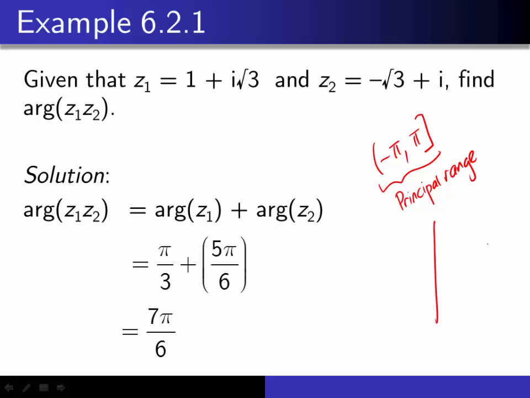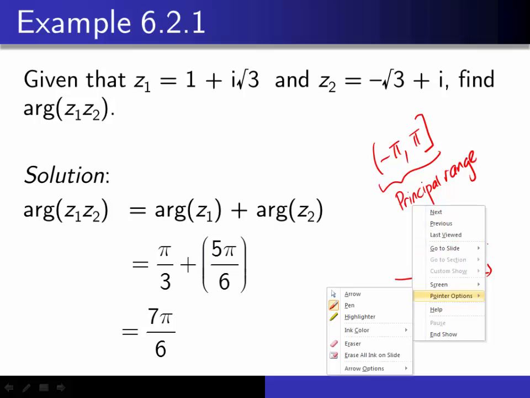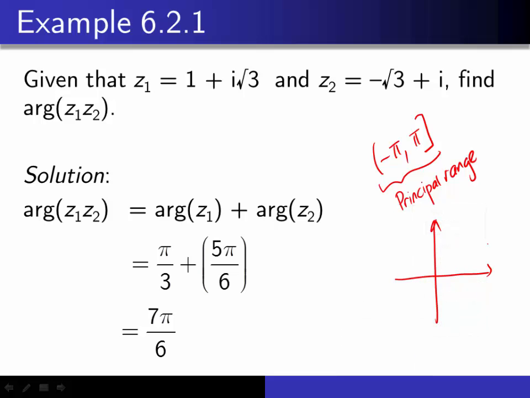Remember, I can take any angle. So 7 pi over 6 will be here. Now it's outside my principal range, so I must go back by 2 pi. 2 pi is 360 degrees. If I go back one full revolution, I come back to the same angle. So that's what I'm going to do now: subtract 2 pi from this.